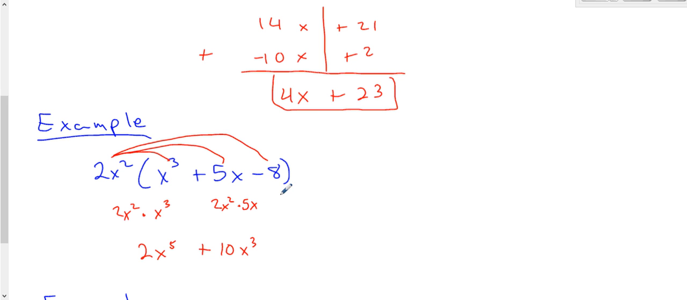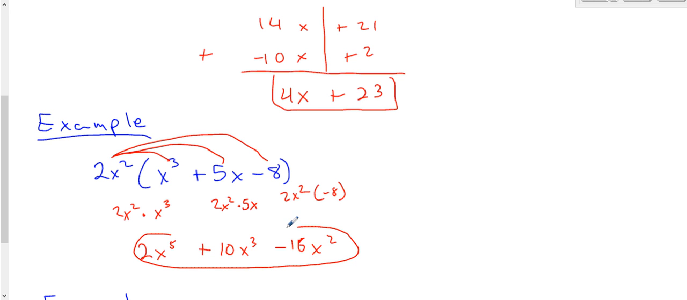And then over here, I have 2x squared times a negative 8. And 2 times negative 8 is negative 16. X squared has nothing to multiply by, so leave it by itself. So you get negative 16x squared. I look through here, there's no like terms to combine, so therefore I am done.